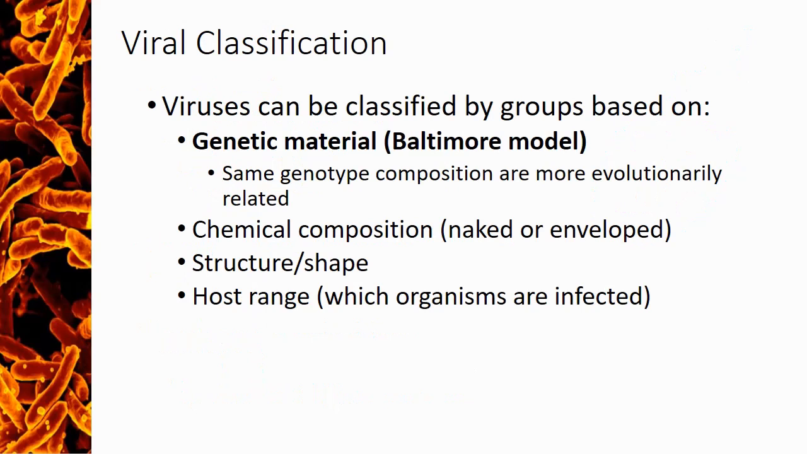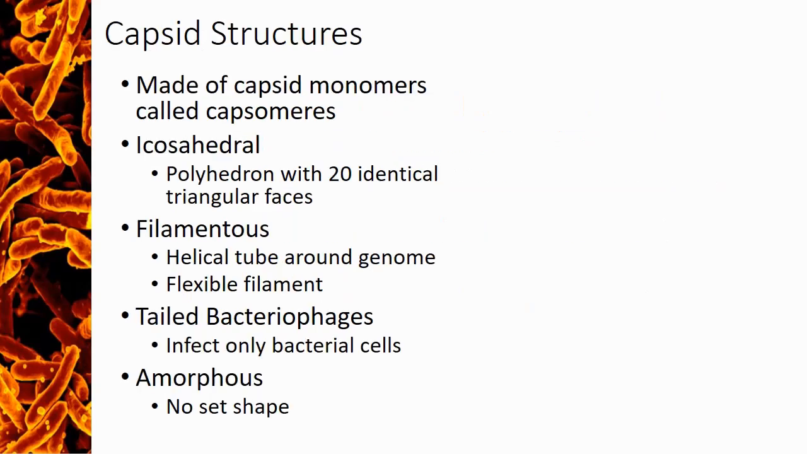Viruses are classified in multiple ways based on the structure of their capsid, the presence of an envelope, or their host range, which is the type of organisms that they can affect. But the most common classification is called the Baltimore model, which is based on the genetic material found housed inside the capsid. This is the most common because viruses with the same type of genome are more evolutionarily related to one another. We'll look at each of the structures in a little more detail.